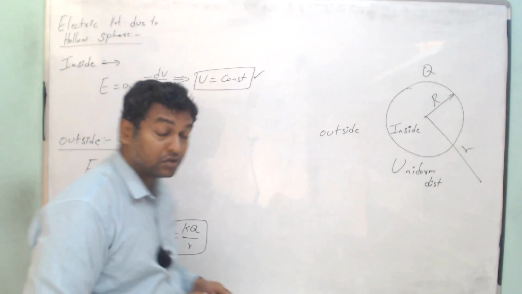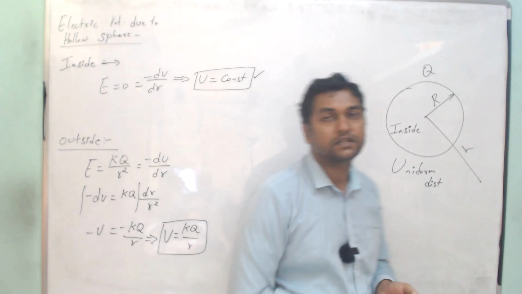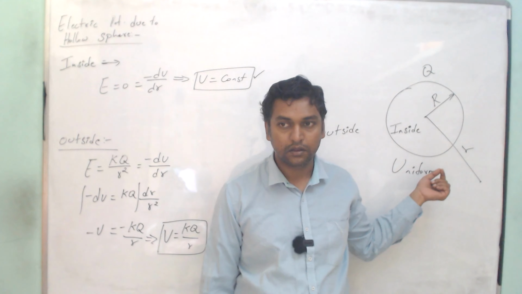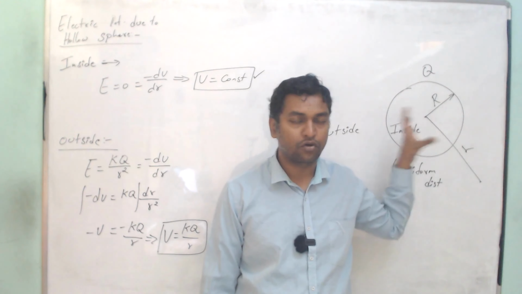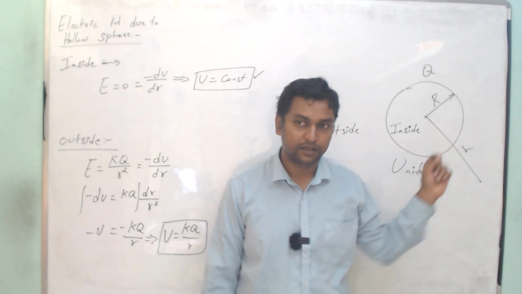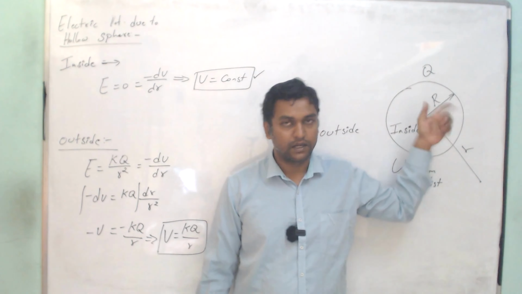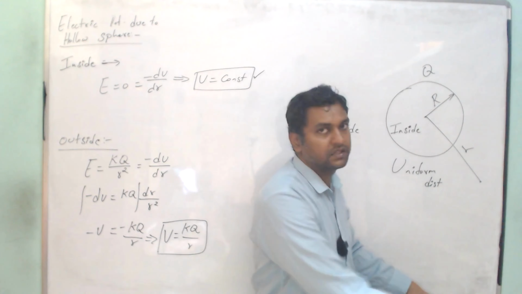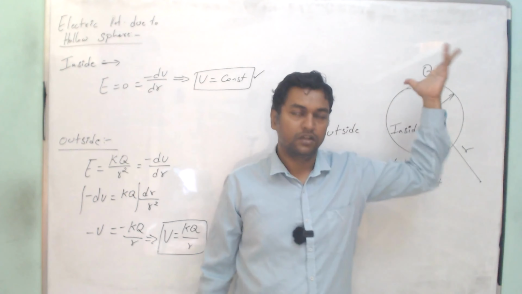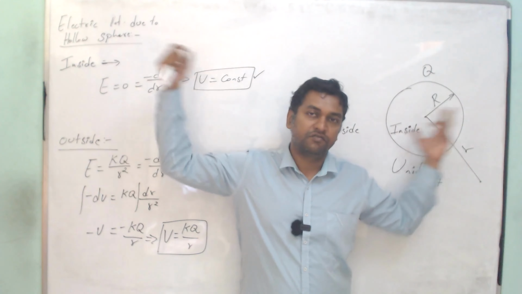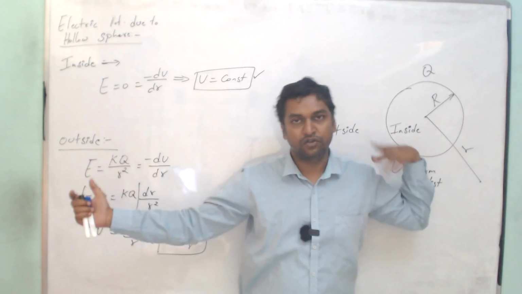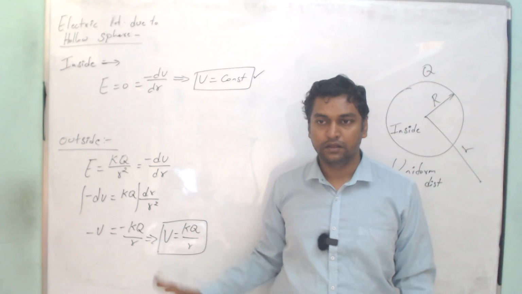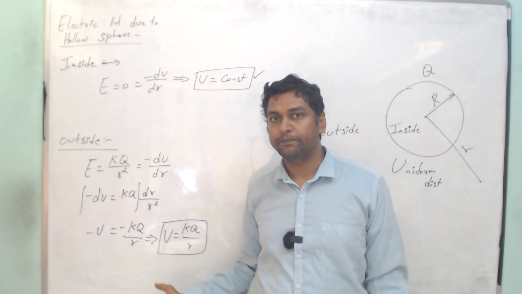There's another way to solve this. Take an element. The element for a hollow sphere is a circle, a ring. At an angle theta, take an element. Theta varies from 0 to 180 degrees, then the entire hollow sphere is taken care of. Find dV, substitute dq, integrate. Eventually we will have to come here, right?